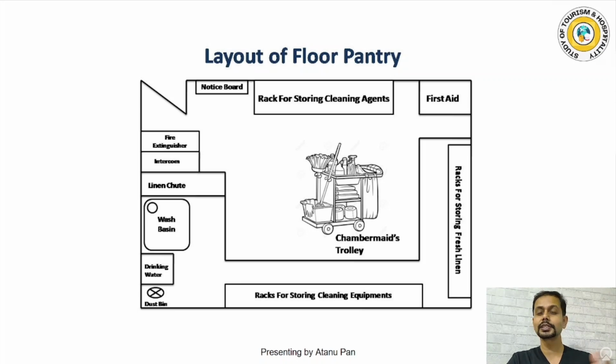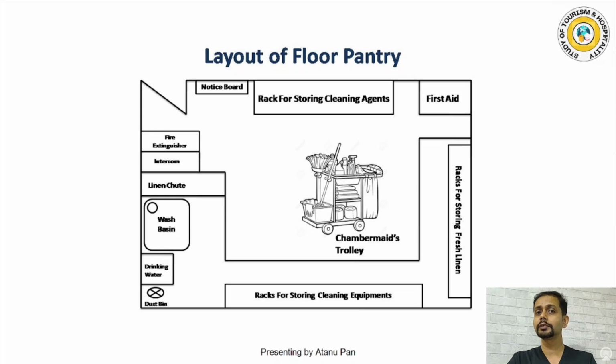Wash basin is required for cleaning purposes, cleaning of your hands and all, and especially the cleaning equipments which the GRA is using, those things are washed in the wash basin. All right, next we have the linen chute. Now what is the linen chute? Linen chute, you can say it's a hollow pipe. Basically it connects the top floor to the laundry.